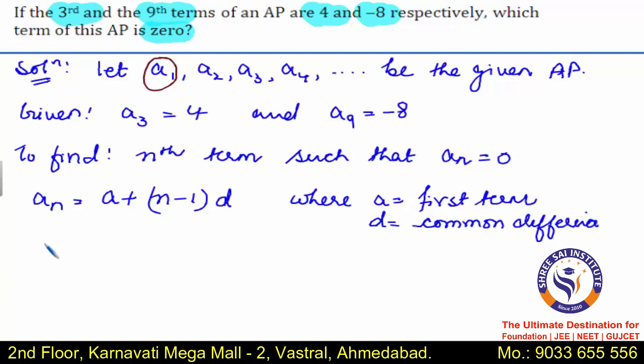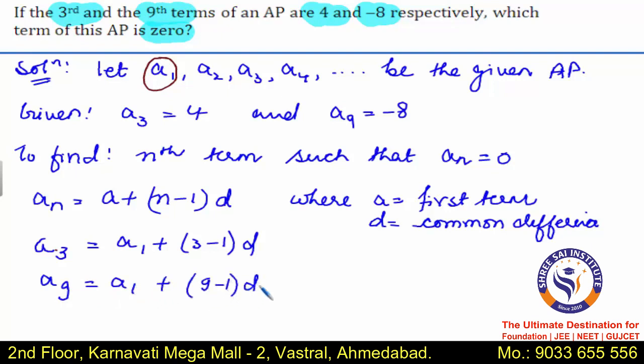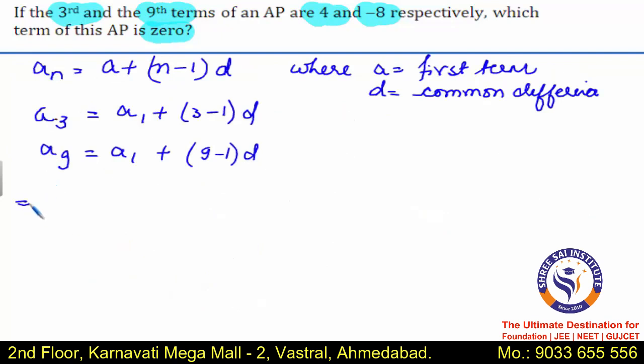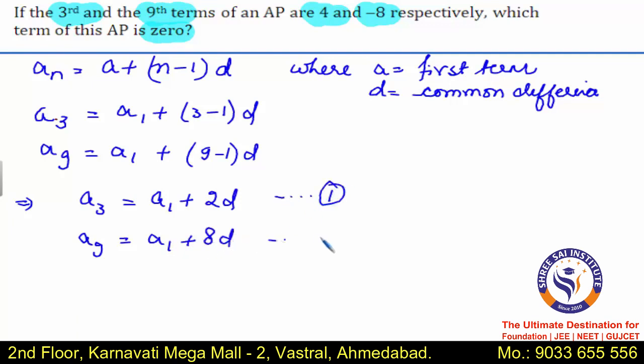Therefore, the third term of this AP is given by A1 plus 3 minus 1 into D, and the ninth term is given by A1 plus 9 minus 1 into D. This further implies that third term of an AP is A1 plus 2D and the ninth term of the AP is A1 plus 8D. Let us denote this by equation 1 and equation 2.